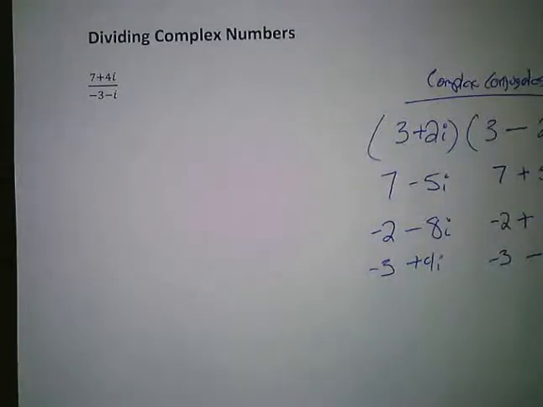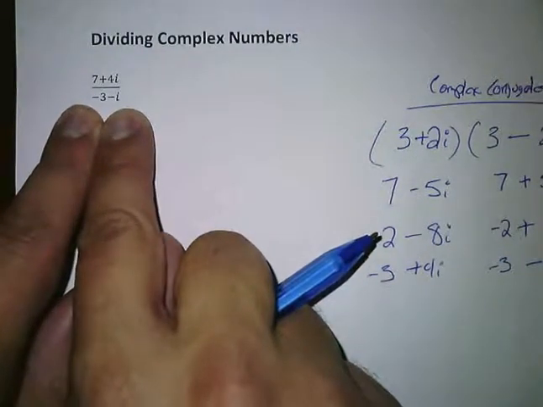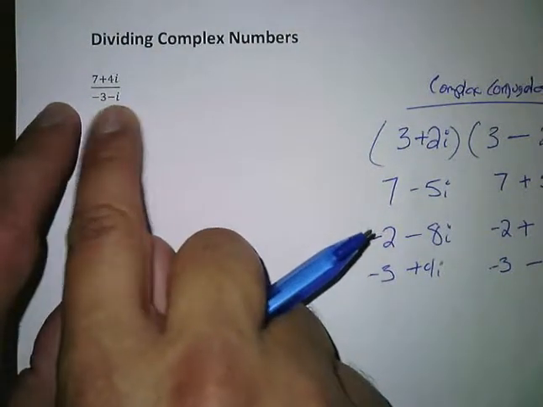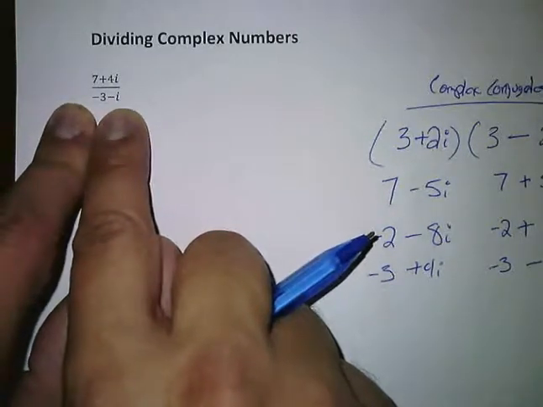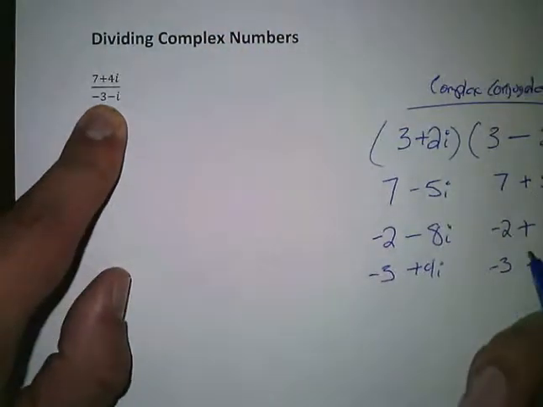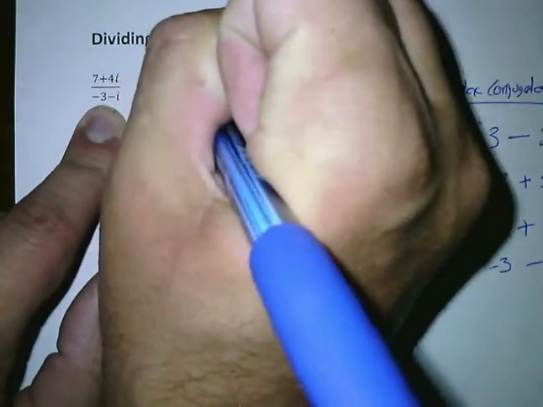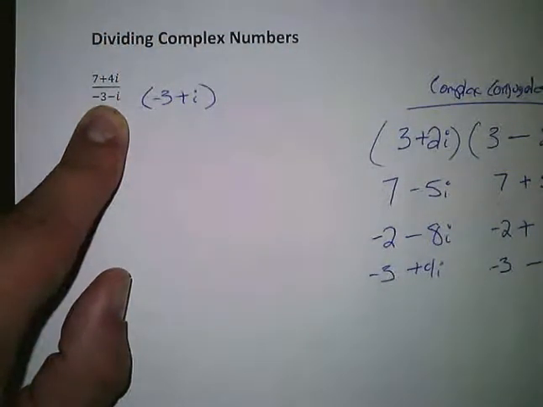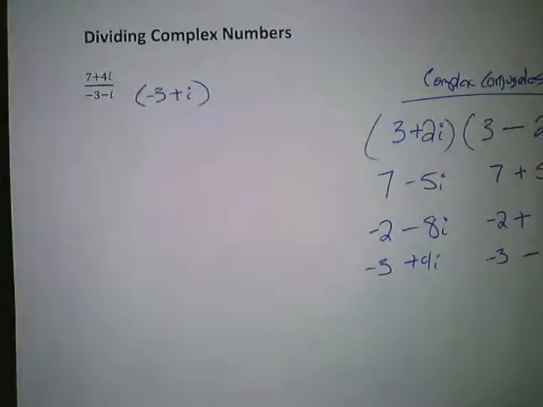Again, the focus is on the bottom. We want to eliminate the i's in the denominator. So my focus is on the bottom, so I need to multiply by the complex conjugate on the bottom. If I see negative 3 minus i, I'm going to multiply by negative 3 plus i. And on top, anytime you multiply a fraction, if you multiply the bottom, you have to multiply the top. If you multiply the top, you have to multiply the bottom.